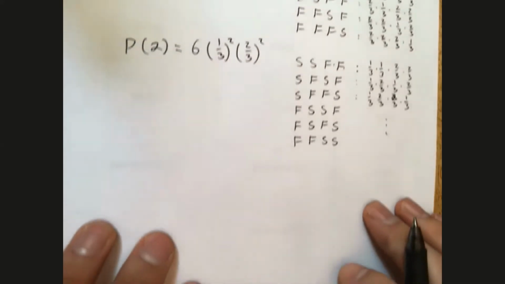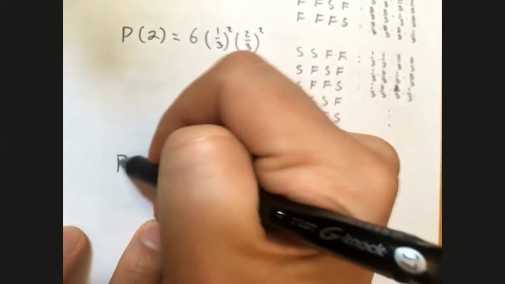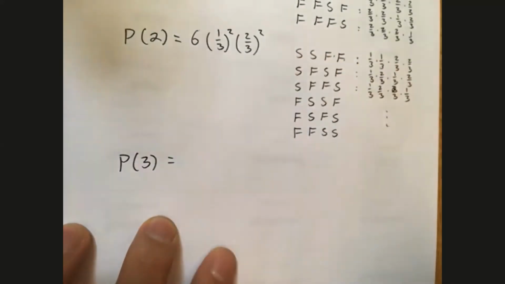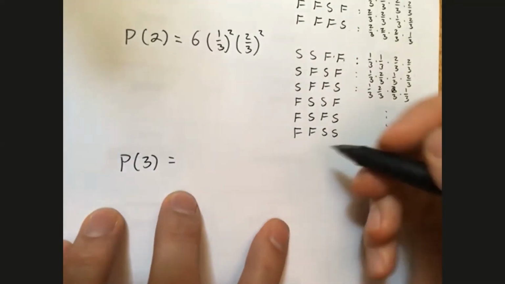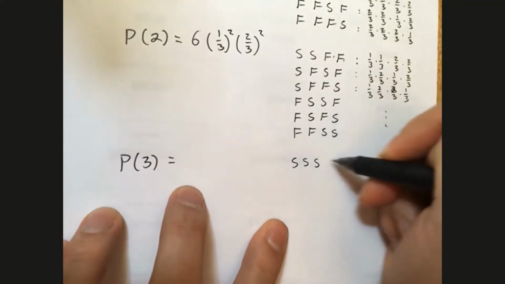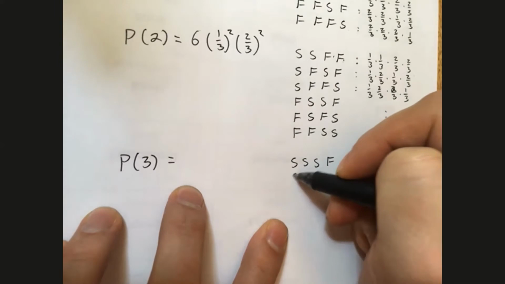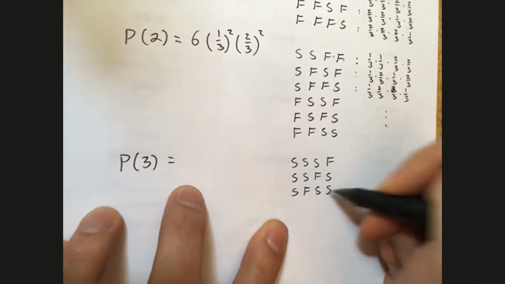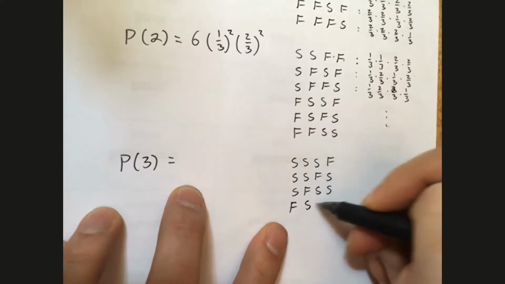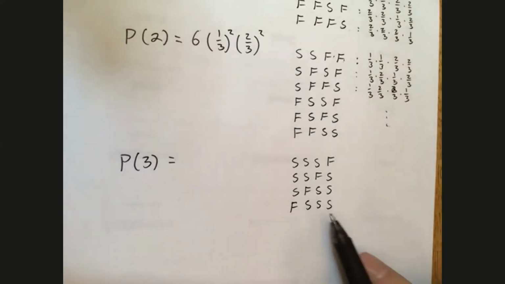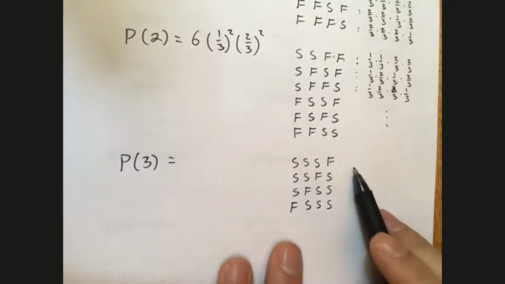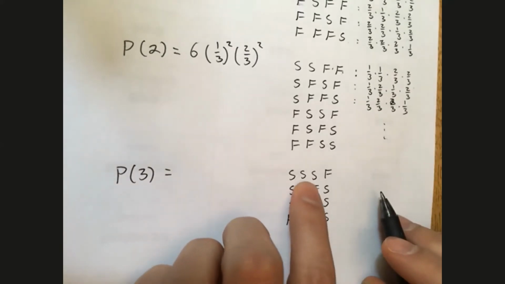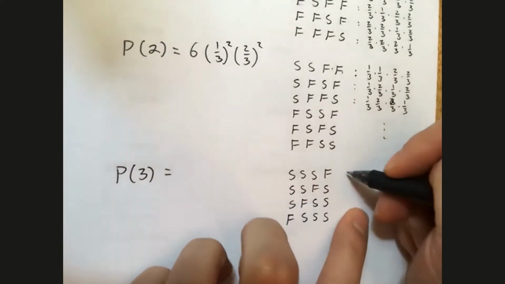Let's keep going. Let's do the probability of getting 3 successes. Well, how can that happen? I could get success, success, success, failure; success, success, failure, success; success, failure, success, success; or failure, success, success, success. So one of these. What are these probabilities? Well, I got 1/3, 1/3, 1/3, 2/3.